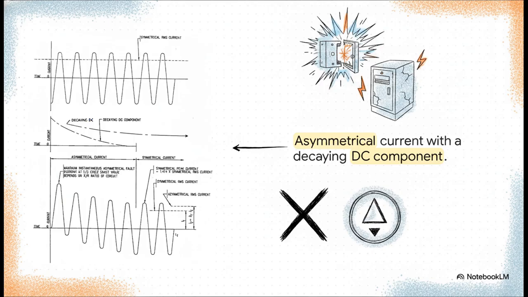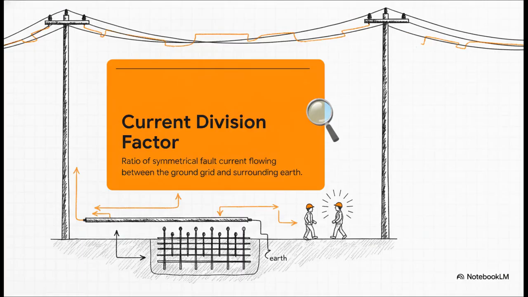Engineers have to account for this initial massive spike using what's called the decrement factor to figure out the effective RMS value of the fault over its duration. If you ignore this DC offset, your switchgear might literally blow apart before the breaker even has time to open. No joke.